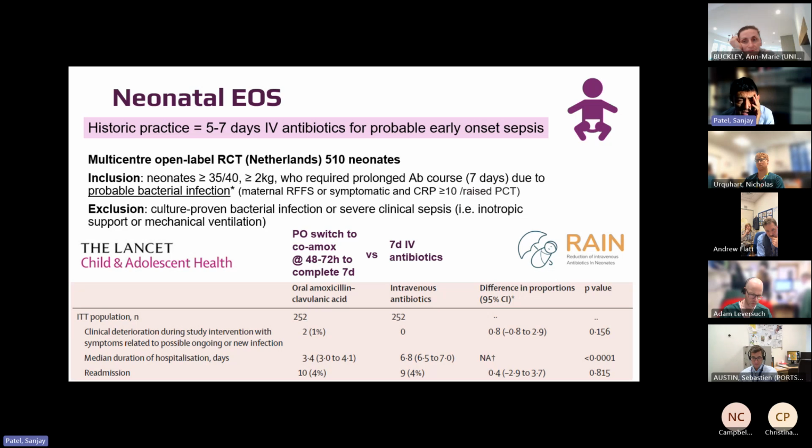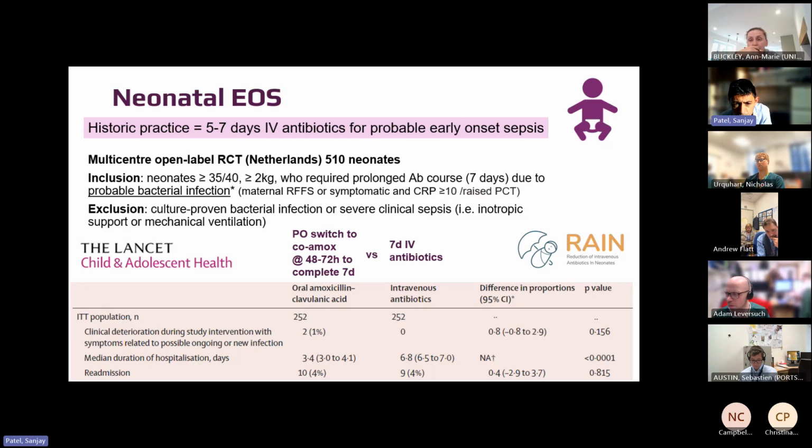The new kid on the block is neonates. We've always been terrified of neonates, and these guys, initially from Holland and then Denmark, conducted a couple of pretty big studies looking at children with late onset sepsis, or early and late actually, who they switched to oral antibiotics quite early. So we would treat exclusively with IV generally, or we have historically in this country, and they were doing oral switches at a few days, at 48 hours.